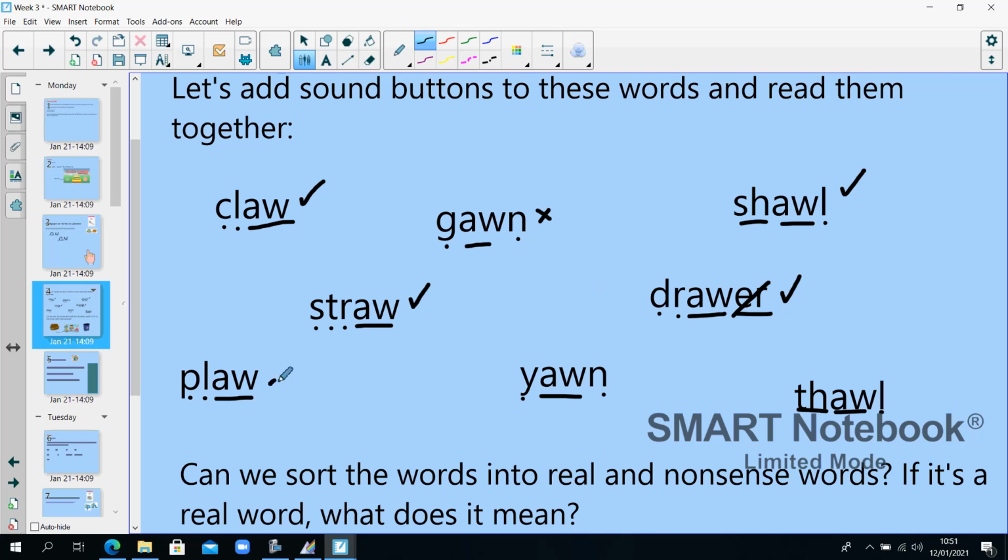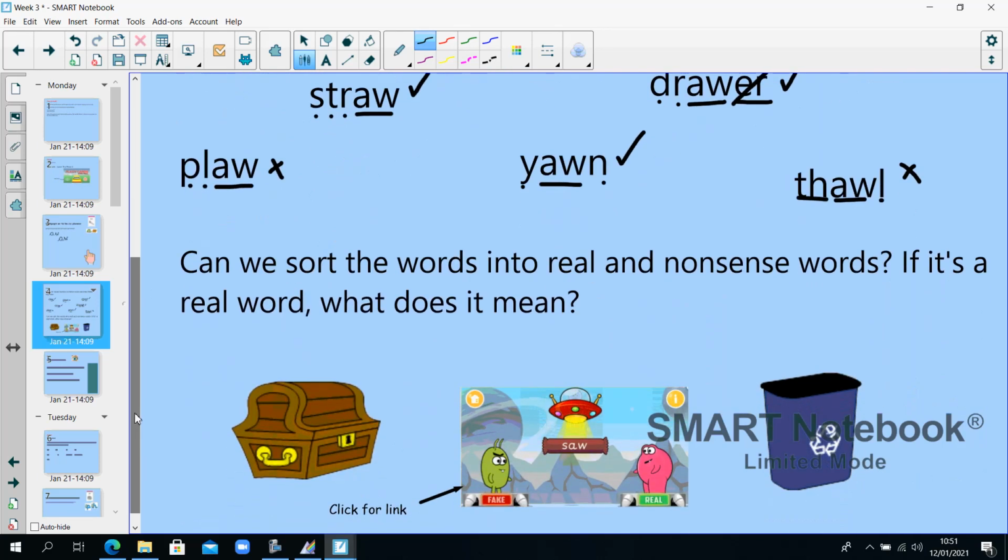Claw is a nonsense word. Yawn is a real word. We yawn when we are tired. And thall is a nonsense word. Go to Phonics Play, Buried Treasure, or to Oddbods to play to sort words into real and nonsense words after sounding them out.